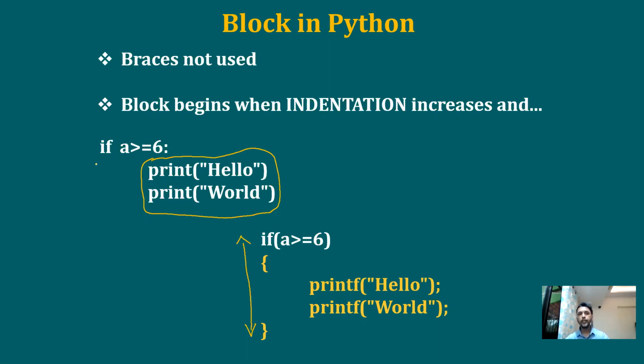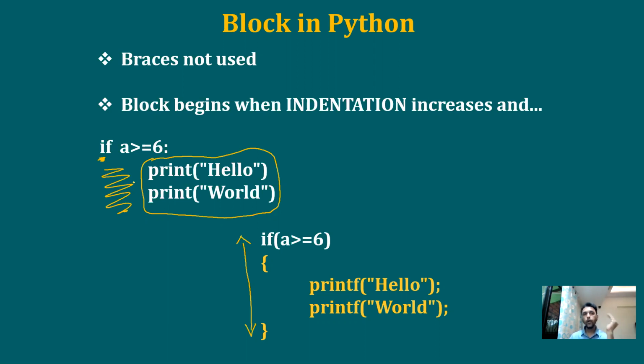Now the question is, how does the interpreter understand that these two statements constitute one block? The answer is very simple. The first thing is that we have pushed this printf and this printf to the right of this if. So basically what we are doing is giving indentation. You see this empty space over here.